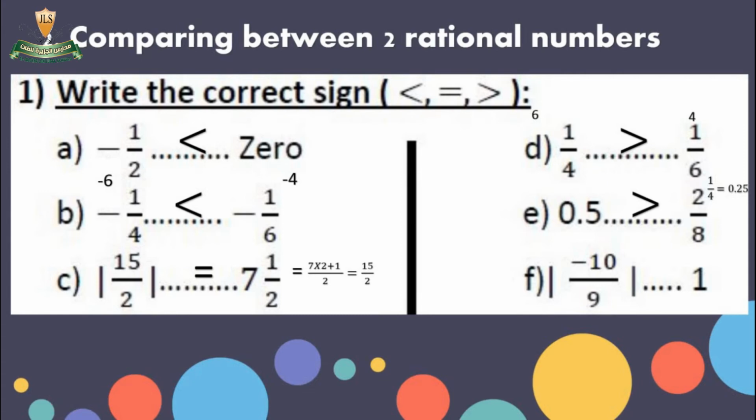Okay, absolute value of negative 10 over 9. What does the absolute value do? It's negative, so it will be 10 over 9. And make a cross multiplication, 9 by 1 and 10 by 1. It will give me 9 on the right hand side and 10 on the left hand side. So 10 is greater than 9.